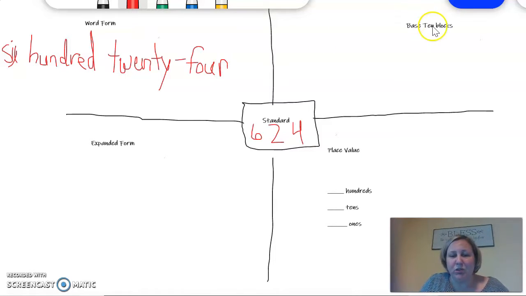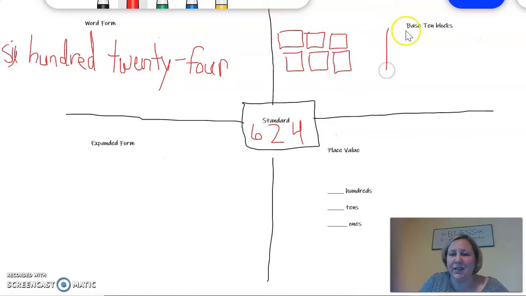624. Now to draw my base tens, how many hundreds? Good. 6. So I'm going to do 6 squares. Remember, I want to keep my hundreds over in the hundreds spot. So I'm going to put them on the left side. 20, 10, 20, and 4. 1, 2, 3, 4.